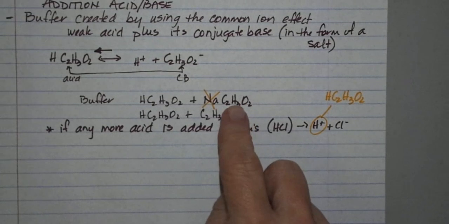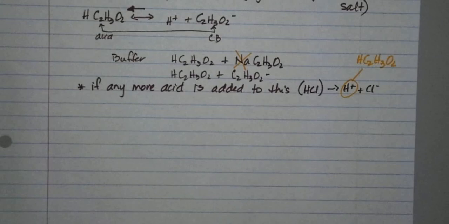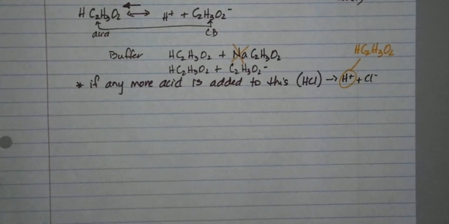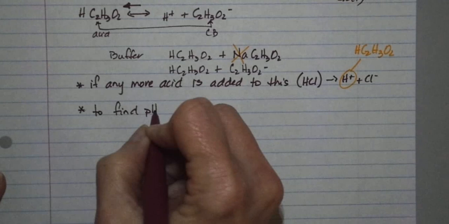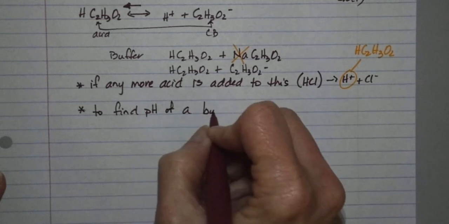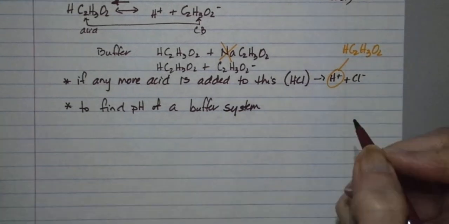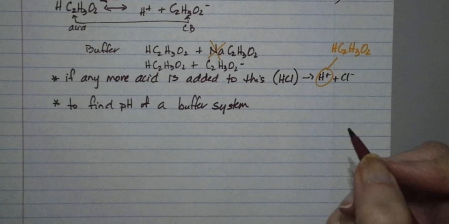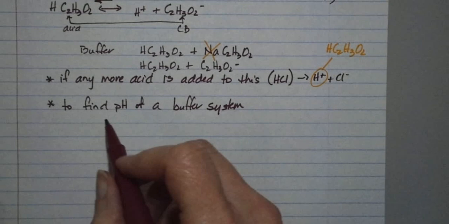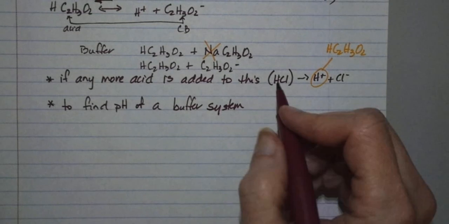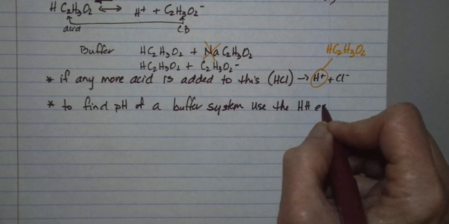To find the pH of a buffer system, use the Henderson-Hasselbalch equation. If I were you and they gave you a buffer question on the AP test, I would save it for last. I might skim through and see if there's something I could answer really quickly, but I would save the rest for last because it's going to be a little more time intensive. So to find the pH of a buffer system, use the Henderson-Hasselbalch equation, which is here.